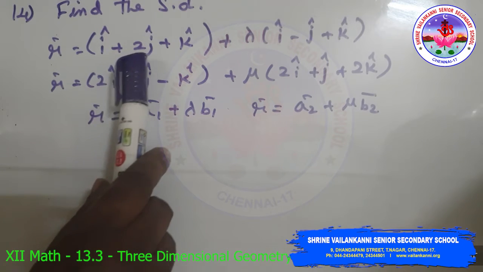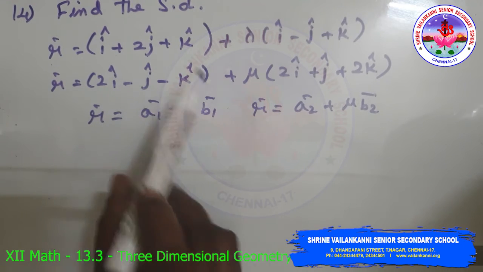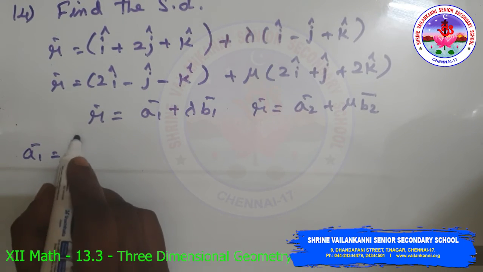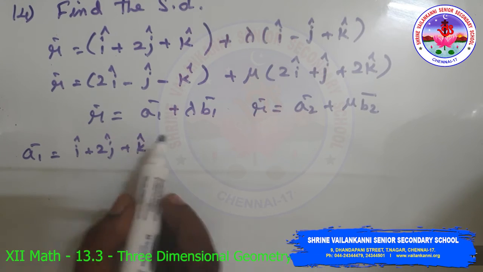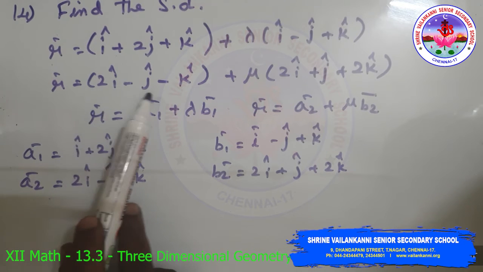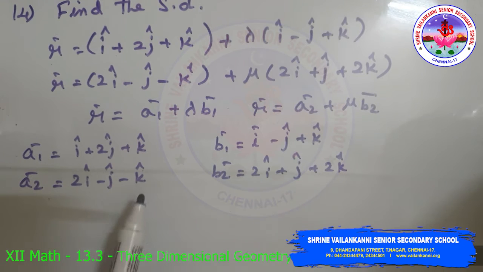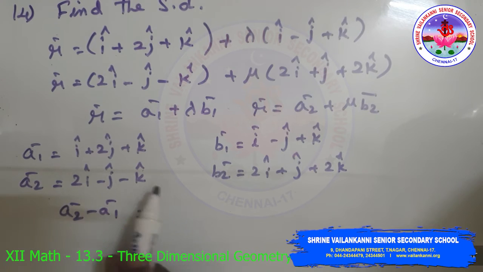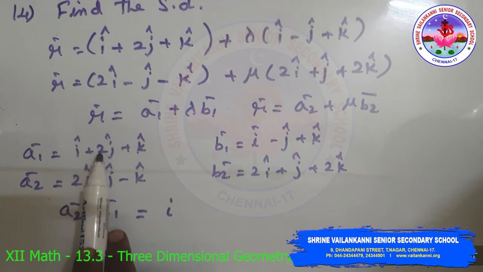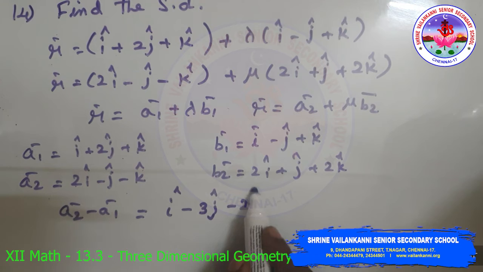Here r = a1 + λ b1. So a1 is i + 2j + k, b1 is i − j + k, a2 is from the second line 2i − j − k and b2 is 2i + j + 2k. So using the formula, let's find a2 − a1. Subtracting these two, 2 − 1 gives i, −j − 2j which is −3j, and −k − k which is −2k.